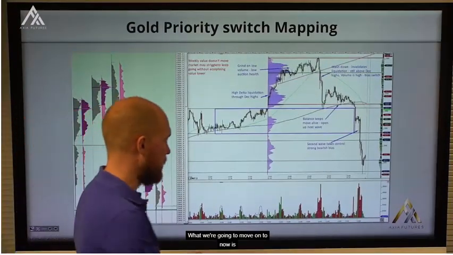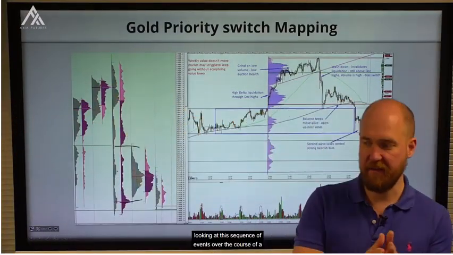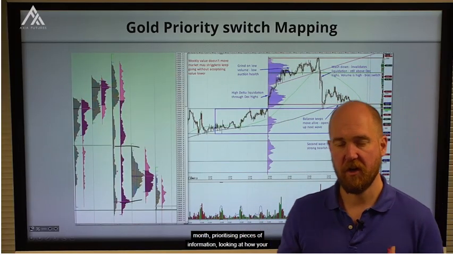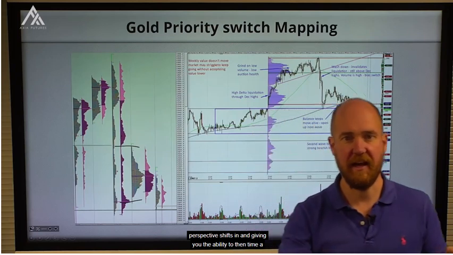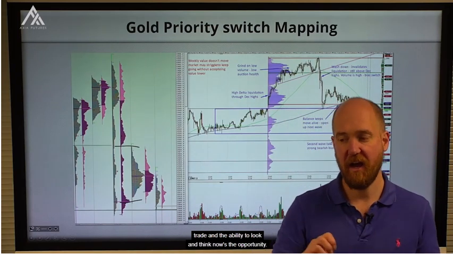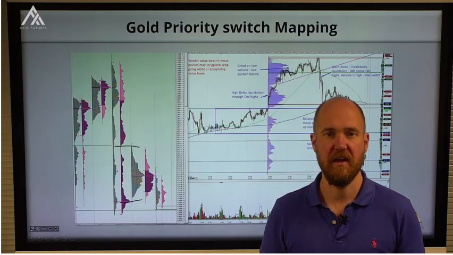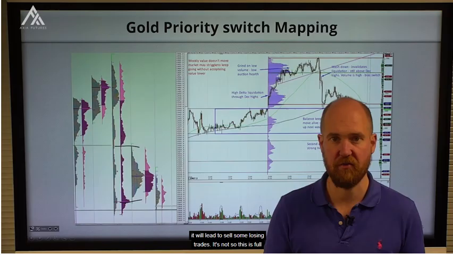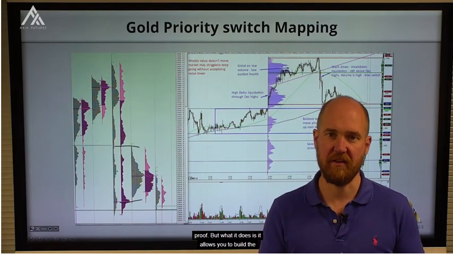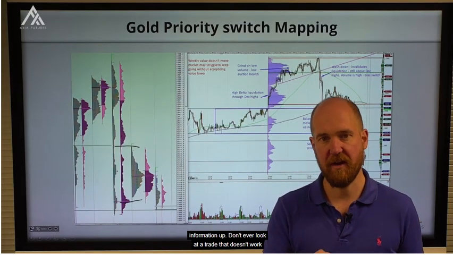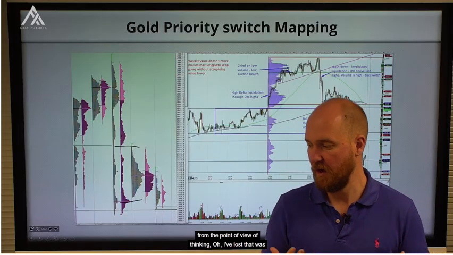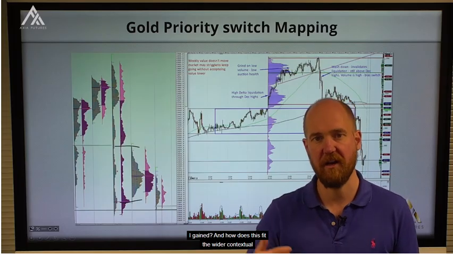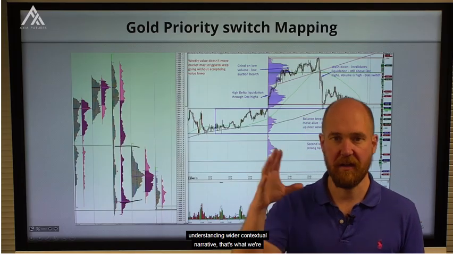What we're going to move on to now is looking at this sequence of events over the course of a month, prioritizing pieces of information, looking at how your perspective shifts in it and giving you the ability to then time a trade and the ability to look and think, now's the opportunity, now we can move. And this comes with false dawns. This will lead to some losing trades. It's not to say that this is foolproof, but what it does is it allows you to build the information up. Don't ever look at a trade that doesn't work from the point of view of thinking, oh, I've lost, that was bad. Look at it from the point of view of what information have I gained and how does this fit the wider contextual narrative. That's what we're going to go and have a little look at.